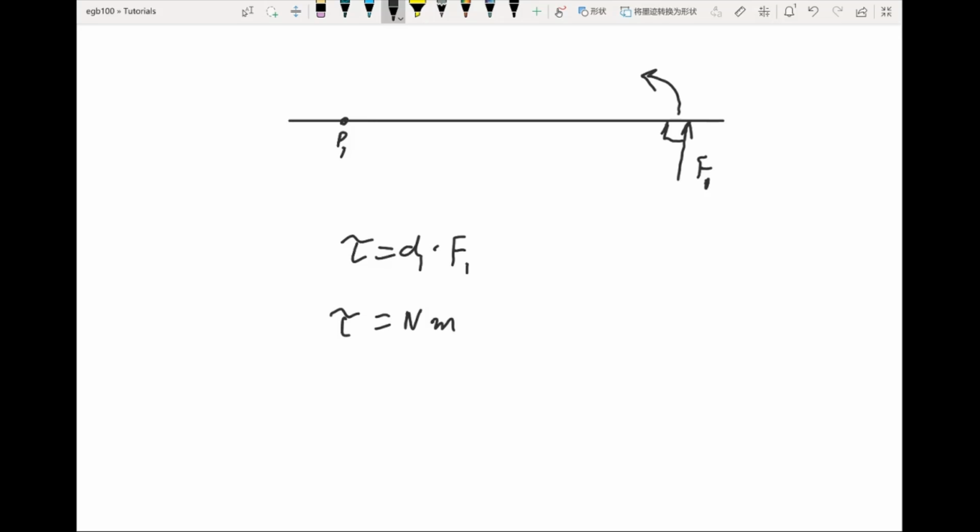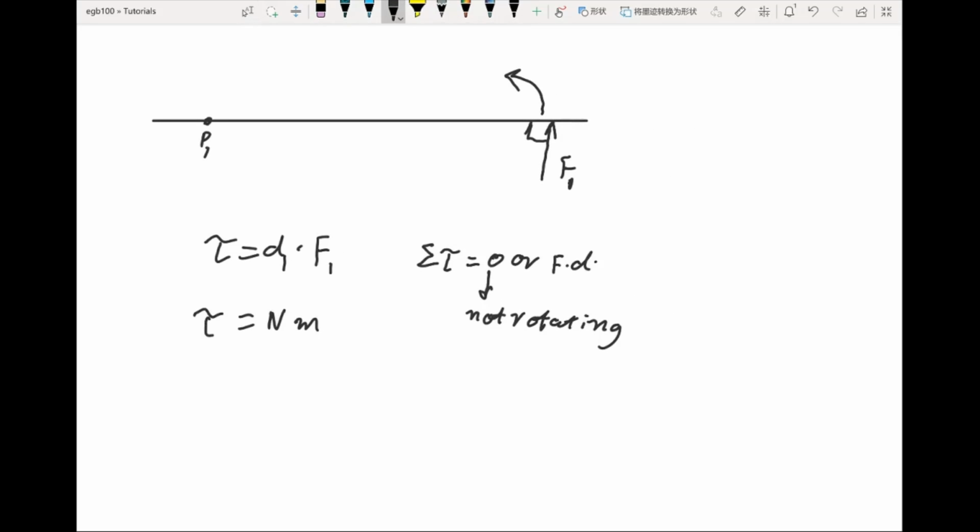However, if there are more forces included, we'll have to do the sum of all the torques, which is equal to either 0 or force times distance. If it's 0, it's not rotating. But if it's force times distance, or if it's greater than 0, we know it must be rotating.